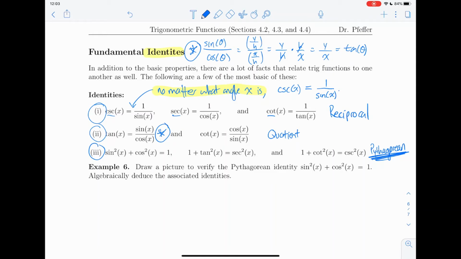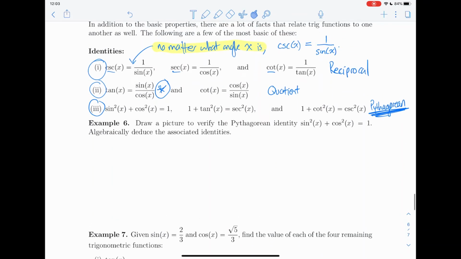If you want to verify for yourself why these are true, you might draw the following picture. For starters, we're going to try to argue that sine squared of an angle plus cosine squared of that same angle is always equal to 1. One way to argue that for yourself is to draw a reference triangle. Observe that no matter what reference triangle you build, if you have an angle theta, you have a base x, a height y, and a hypotenuse h.